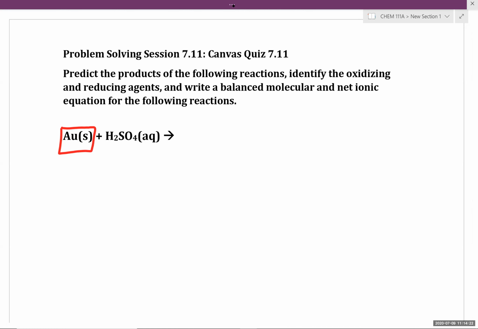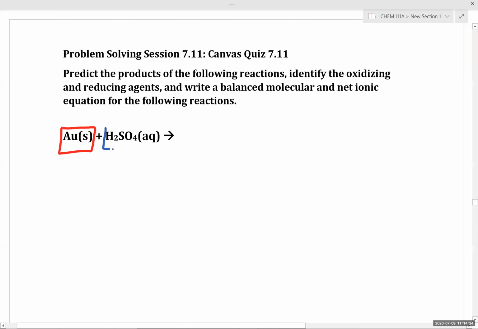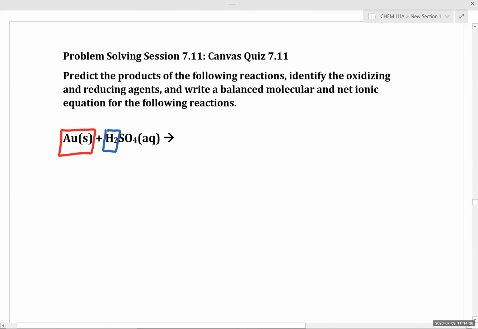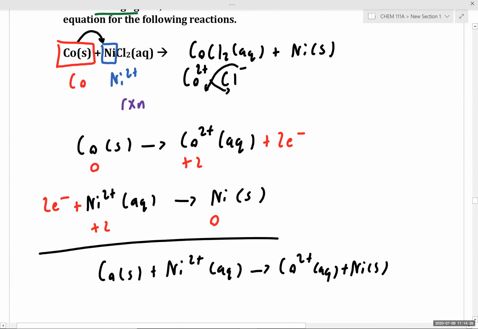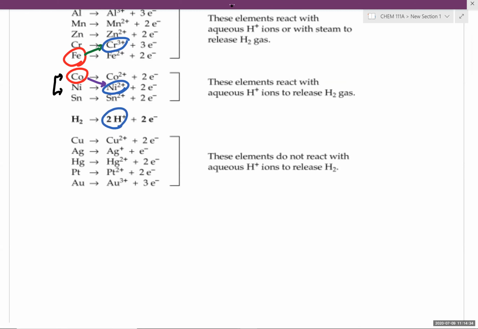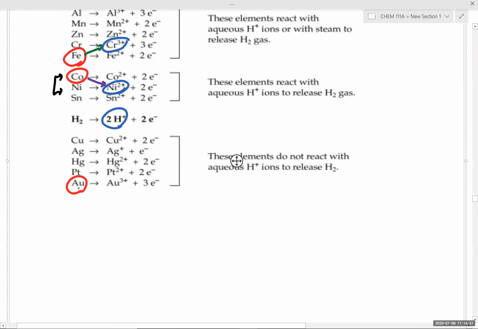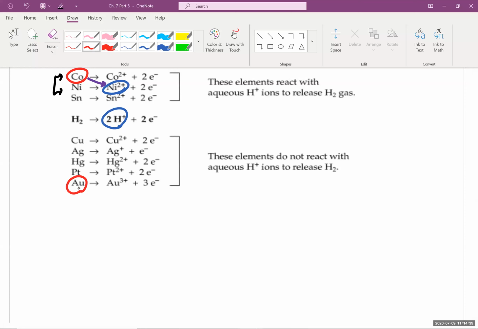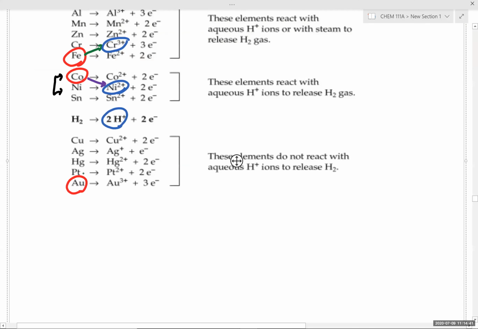And then our cation in this case is going to be H+. Okay, so let's go and find gold and H+. So I'm going to circle H+. I'm going to circle gold. And now I'm going to draw my arrow. And my question to all of you is, does a reaction occur? No. Yes, you're correct. A reaction does not occur.